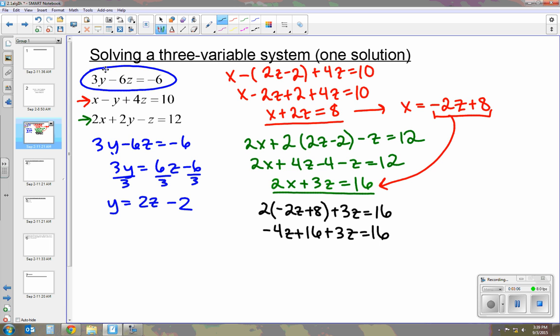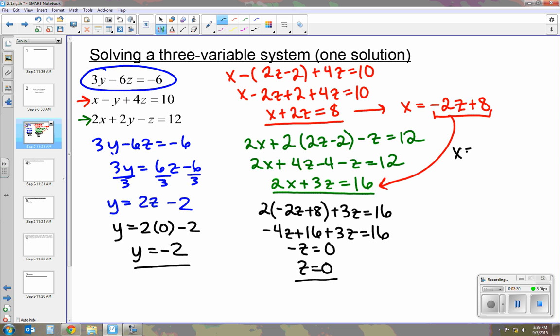We're going to combine like terms. We get a negative z equals 0, so we have z equals 0. Once we have this, we can plug this 0 into any equation and get our other variables. So I'm going to go over to this blue one on the left, and plug in 0 for z. And I get y equals negative 2. And then I'm going to go over to this equation on the right and plug in 0 for z. And I get x equals 8.